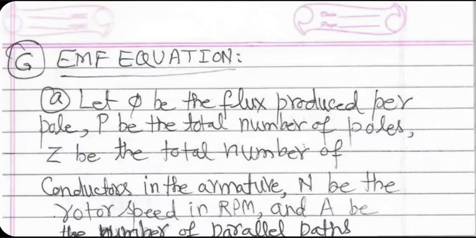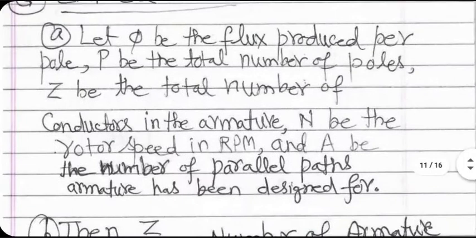Let capital P represent the total number of poles. So capital P has to be 2, 4, 6, 8, etc. Let capital Z be the total number of conductors or total number of loops on the armature. Actually, each loop has two conductors at least, so you have to be careful. Let's talk conductors, not loops here. Okay? Total number of conductors, let it be Z, capital Z. Let the RPM at which the rotor is rotating be denoted by capital N.